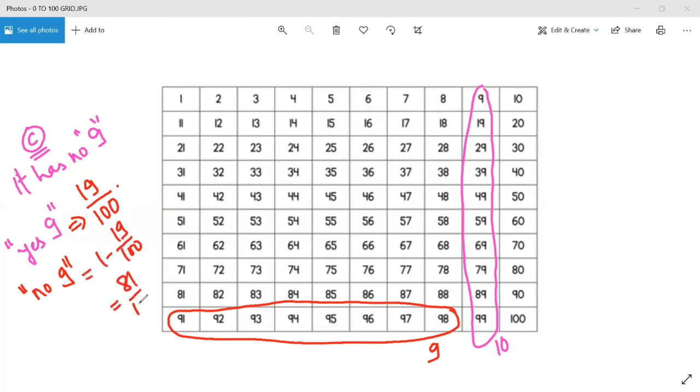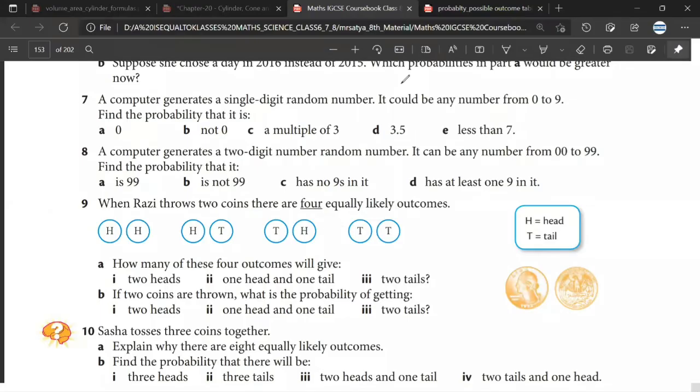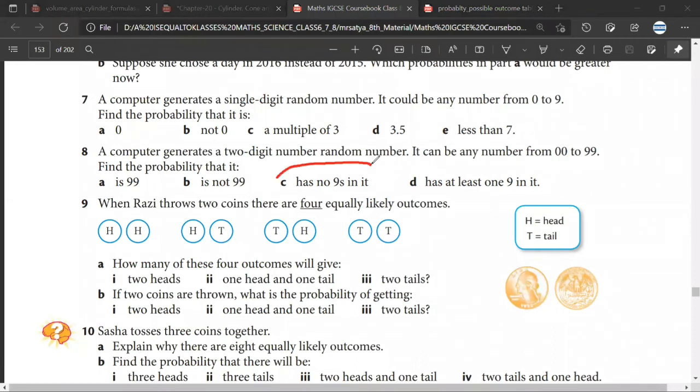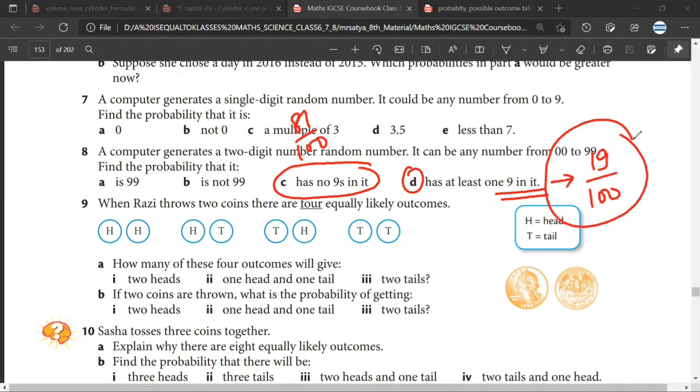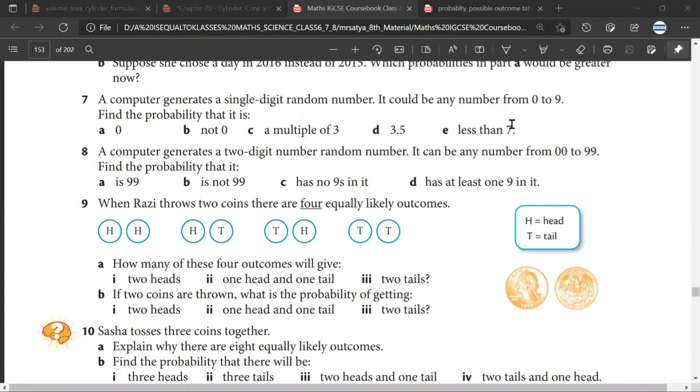81 upon 100. Any doubt? No doubt. So the answer for this part would be 81 upon 100. Has at least one 9 in it. What would be the answer? We have just calculated now. Yes, 19 upon 100. Any doubt? No doubt. Okay.